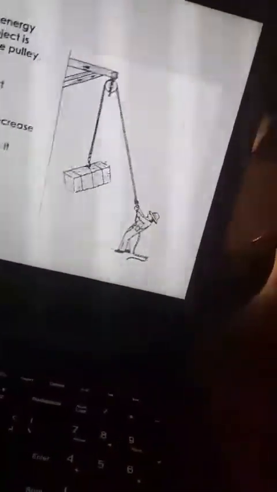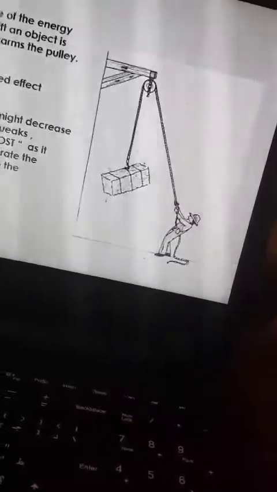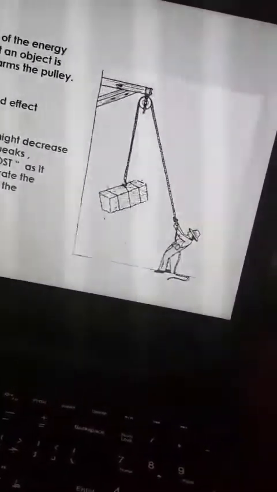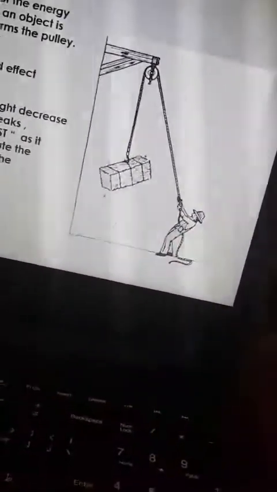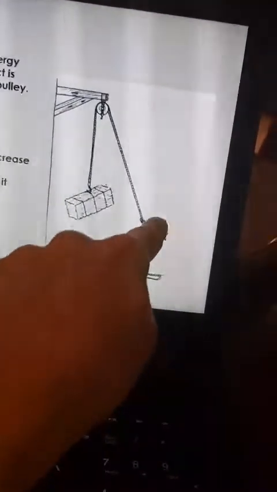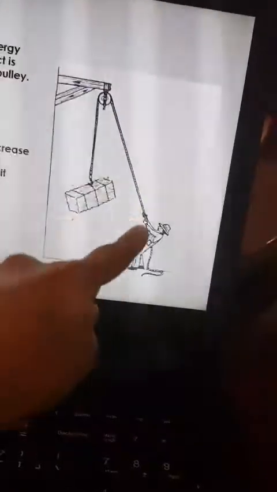Here we have a simple machine. What's the name of the simple machine? It is a pulley. Okay, so this is a pulley. We use it to raise an object upward. Okay, so in this example, we put input force here or the input work. So the input work is here.